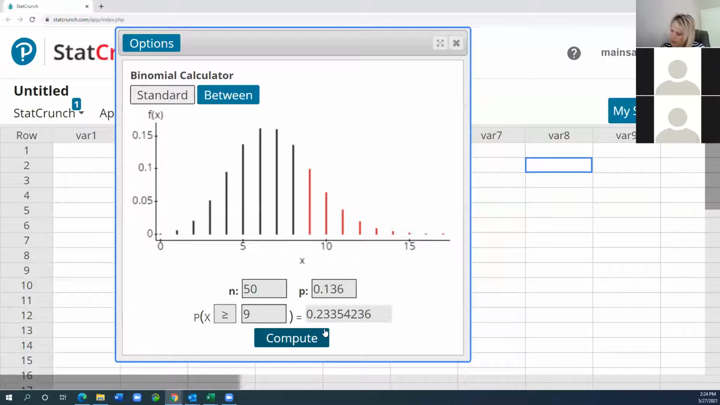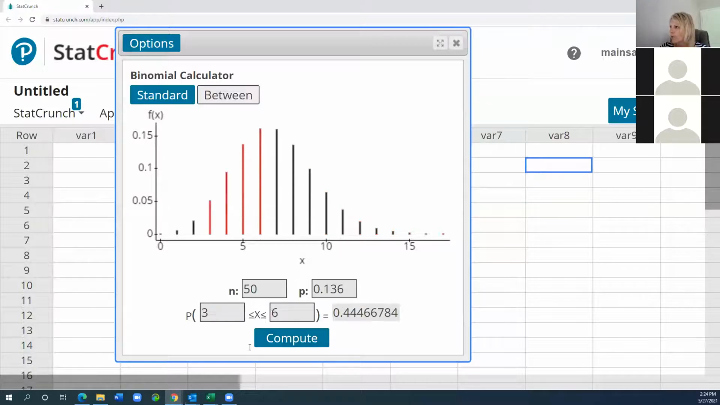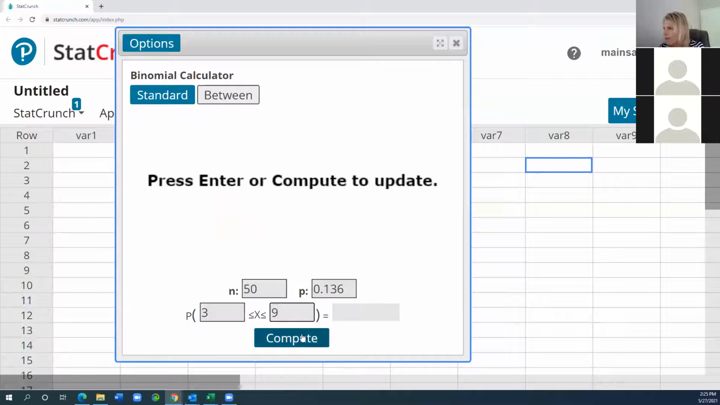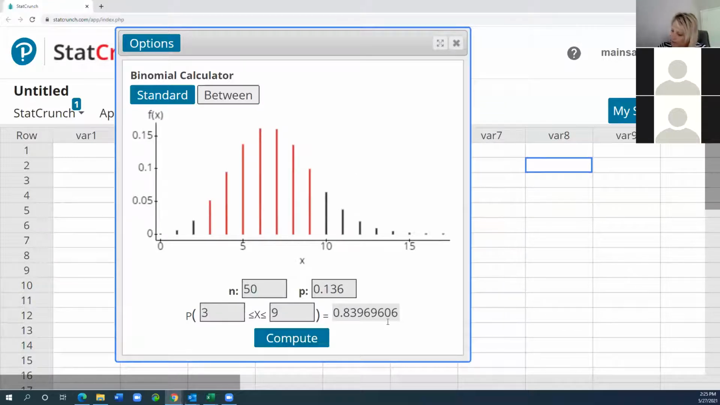D says, find the probability that between 3 and 9 inclusive of the people are foreign born. So inclusive is the between. When we click on between, that less than or equal to here means inclusive. So that's what we're doing, the probability between 3 and 9. This already says 3, so we just have to change that to 9 and hit compute. And we get 0.8397.